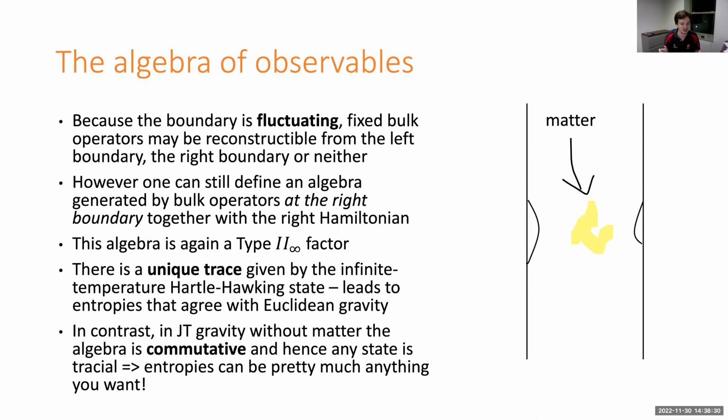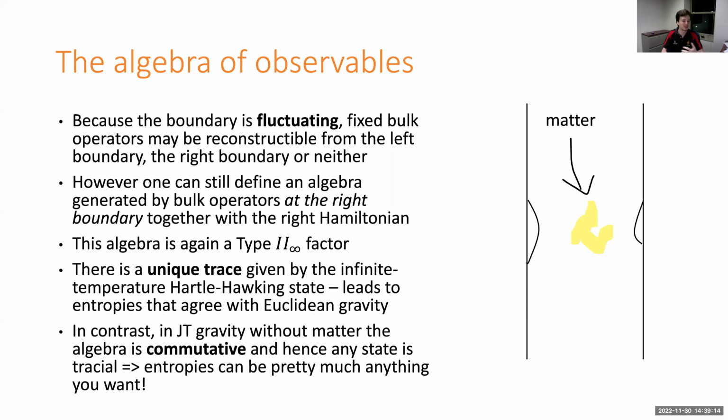So we could have done the same thing for JT gravity without matter. In that case, we would have had that the right boundary algebra consists of bounded functions of the right Hamiltonian, the right ADM mass. That was talked about in a nice paper by Harlow and Jafferis a few years back. But the important point is that if the algebra is commutative, then any positive linear functional on that algebra has expectation of AB equals expectation of BA, and so any linear functional is an equally valid trace. In fact, that means that entropies with respect to the algebra can be pretty much anything you want, depending on the trace you define.